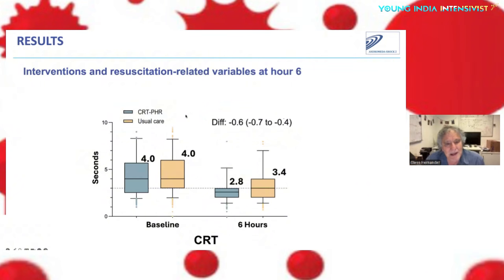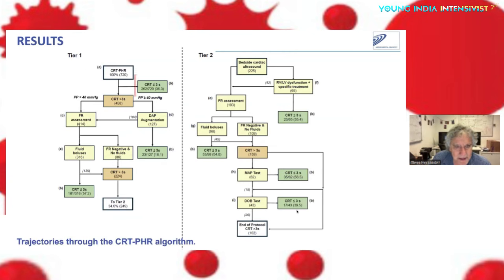And this was mainly driven by a faster response of perfusion. You see in the intervention group, from baseline to 6 hours, CRT decreased from 4 to 2.8, compared to the control group, where it went from 4 to 3.4. So faster resolution of hypoperfusion, gentler, less prone to over-resuscitation, gets better results. And the trajectories were very nice.